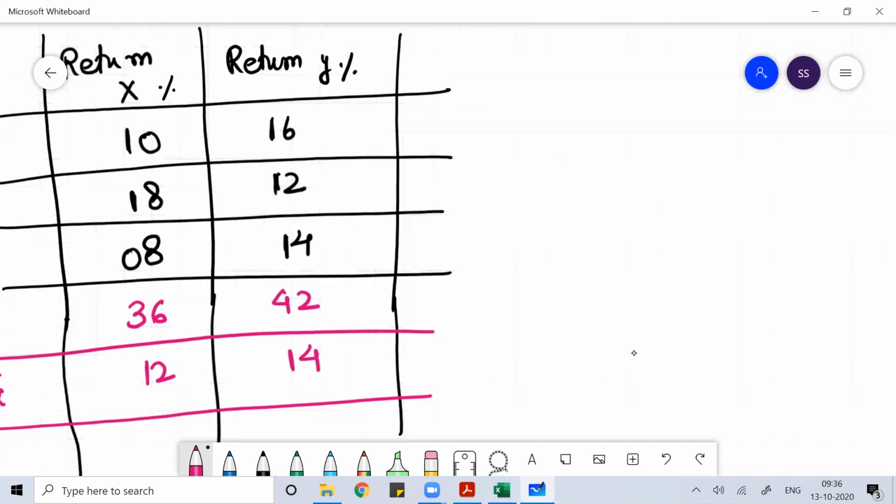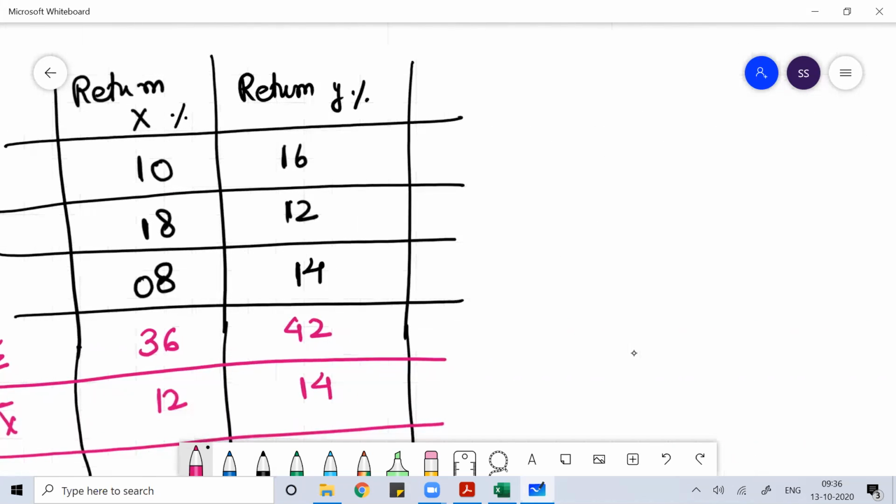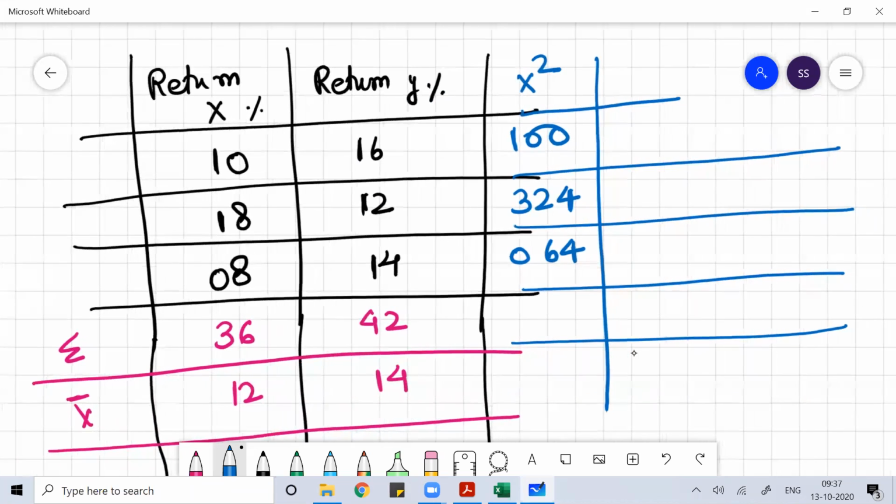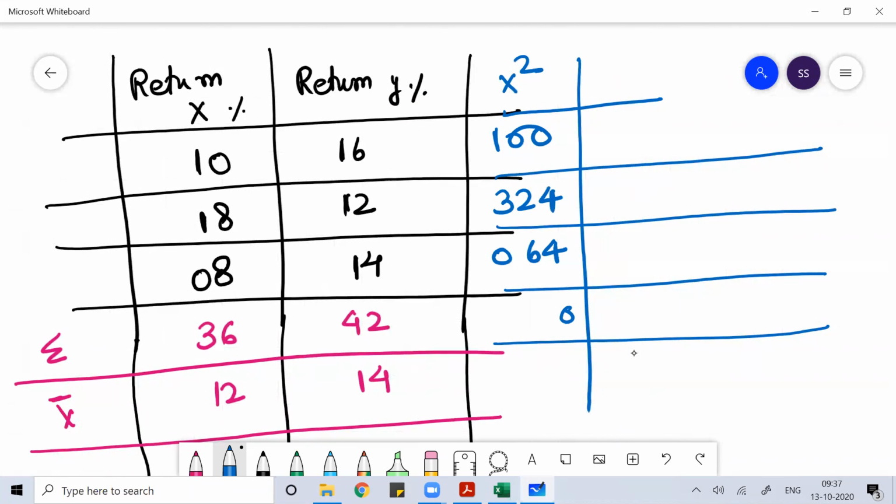Once you get this, now I want the standard deviation. For getting the standard deviation I can use any formula. If I use the formula here, this is x square: 100, 324, and 8 square is 64. Then the summation of x square is 488.